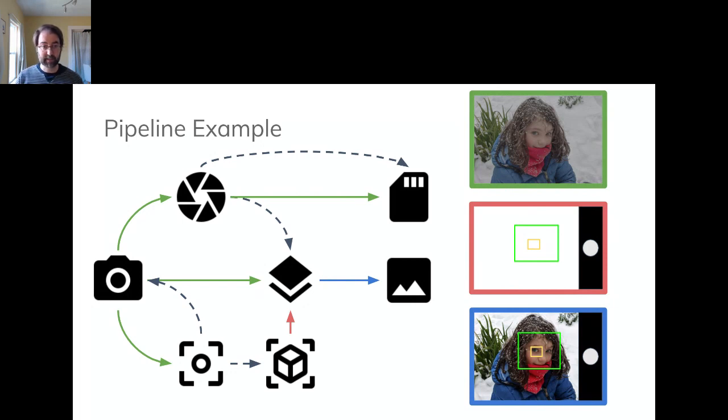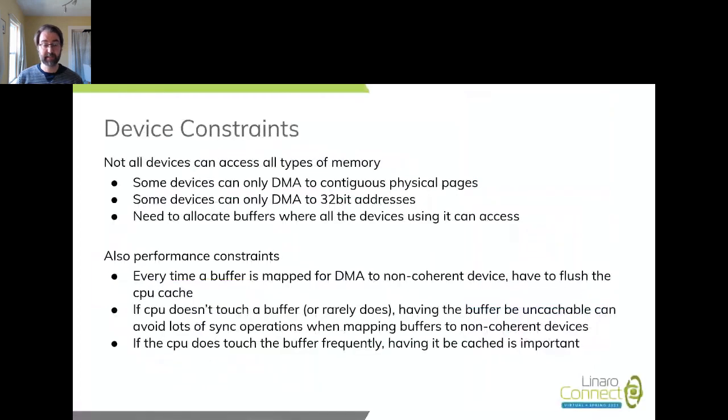Now it's fairly complicated, but it gets a little more complex because we have these constraints to deal with. Not all devices can always access all types of memory. For example, some devices can only access physically contiguous pages. Some devices can only DMA to the first 4 gigs of memory. So it's critical that we allocate buffers in locations where all the devices that are going to use a buffer can access. In addition to this, there are also performance constraints that we have to think about.